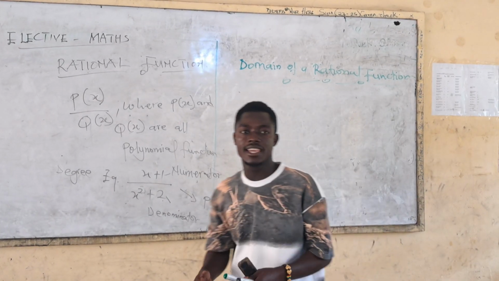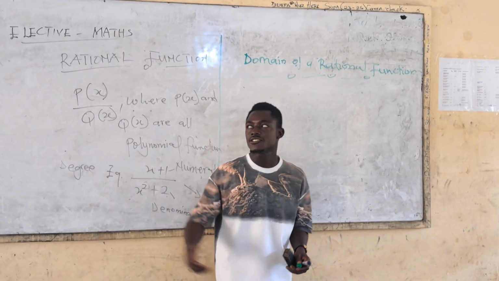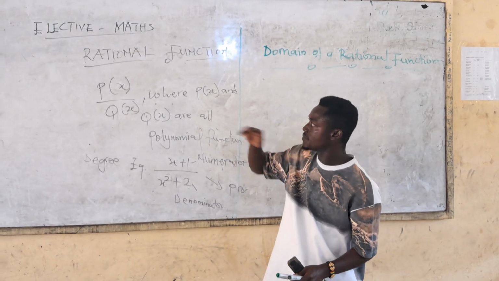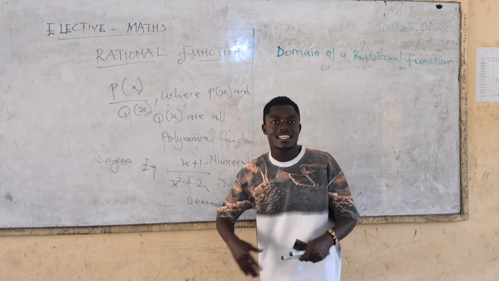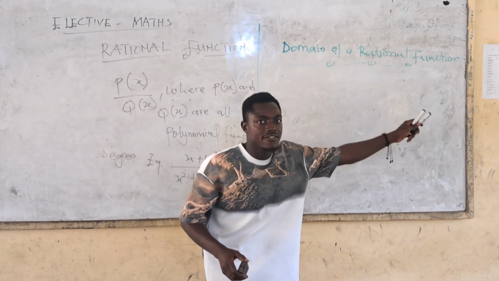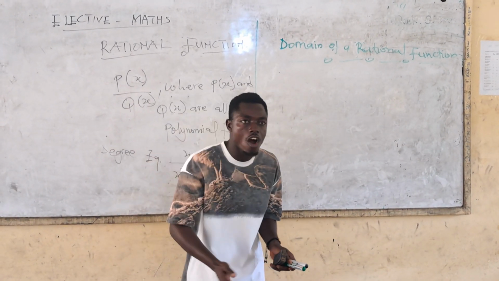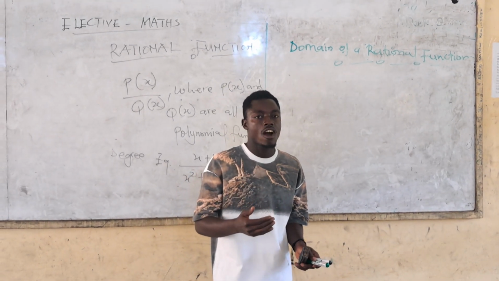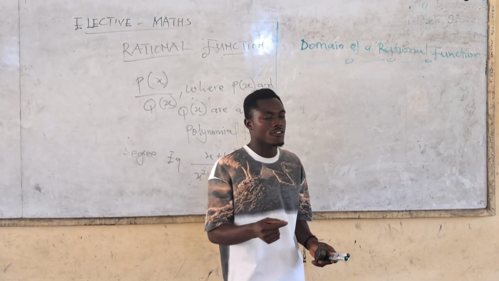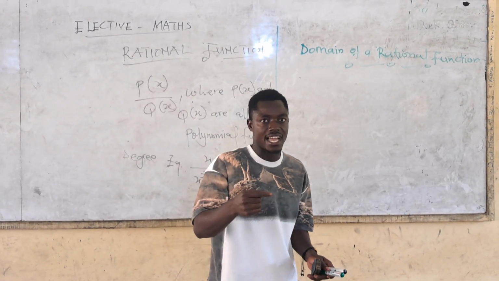So what is the domain of a rational function? Once we have understood the definition of a rational function, then somebody may also ask, what is the domain of a rational function? When we talk about the domain of a rational function, it's the set of all possible real numbers, except the zeros of the denominator.